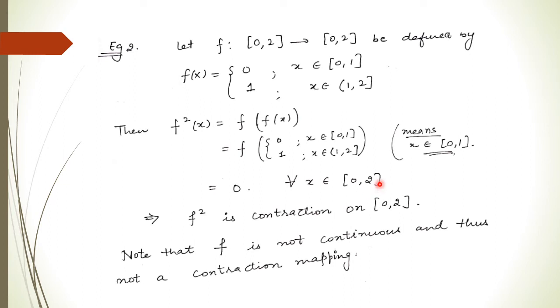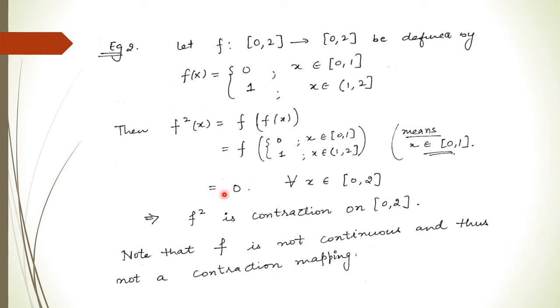Now just see by using an example. Let's suppose we take x to be 2. What will be the value of f square at 2? It will be f of f of 2. What is the value of f of 2? It is 1. And what is the value of f of 1? The value of f of 1 will be 0. So this is true for every x in the closed interval [0, 2], that f square of x is 0.